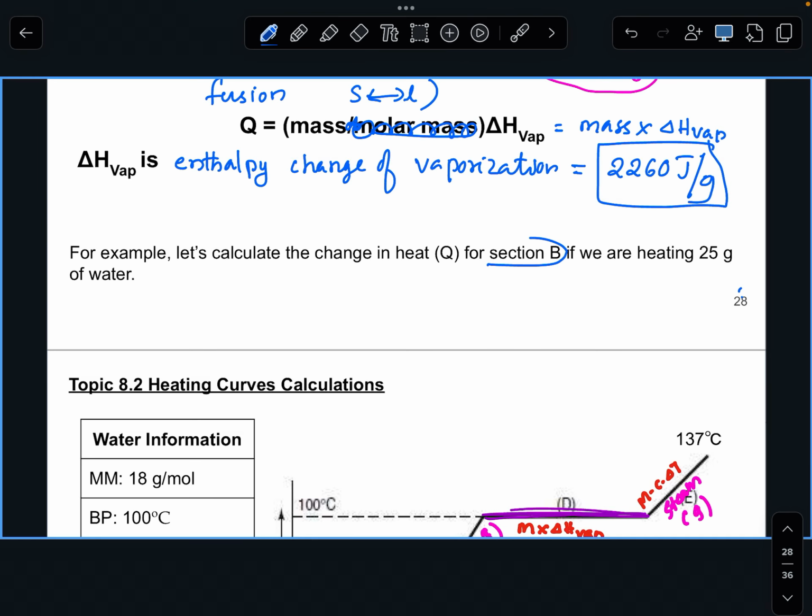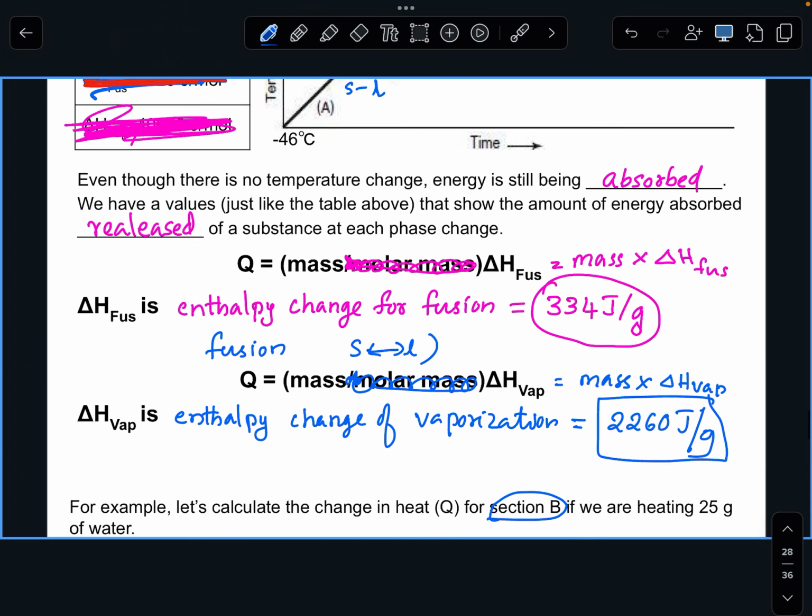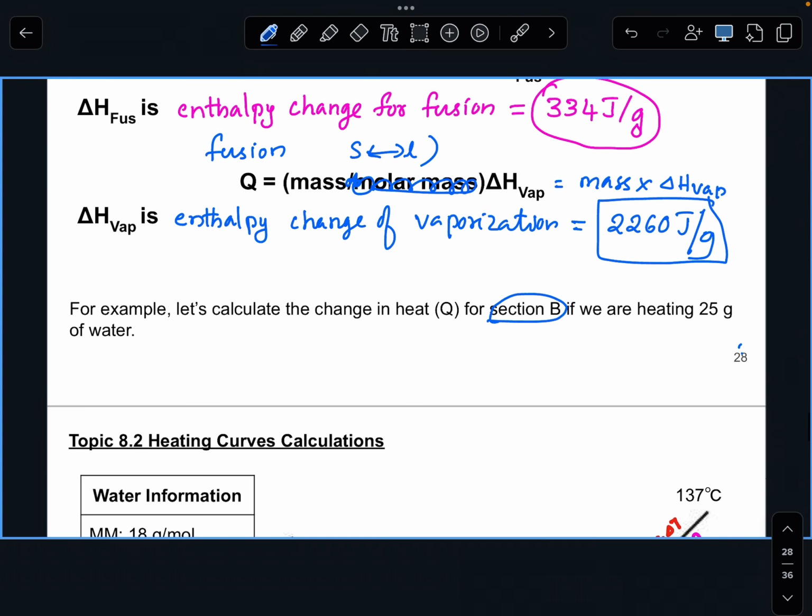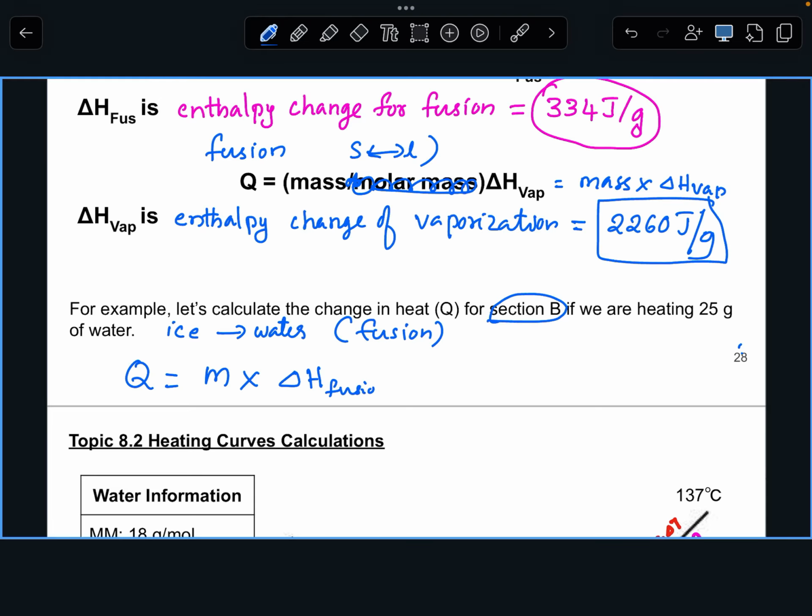We are going to calculate for section B. In section B, we know what is happening there. Ice is converting into what? Water, and that is called what? Fusion. So then write the equation Q is equal to mass times delta H of fusion. Mass is 25 gram times fusion is 334 joule per gram. Then multiply.